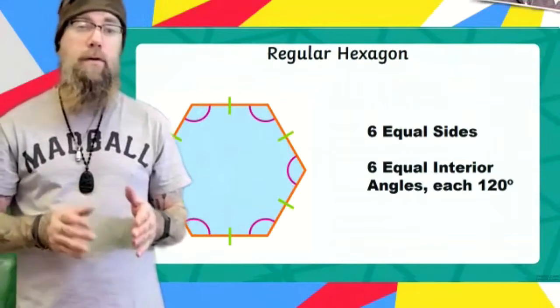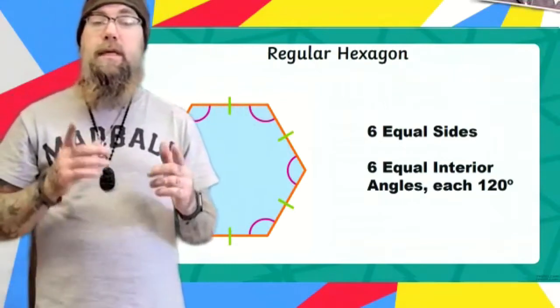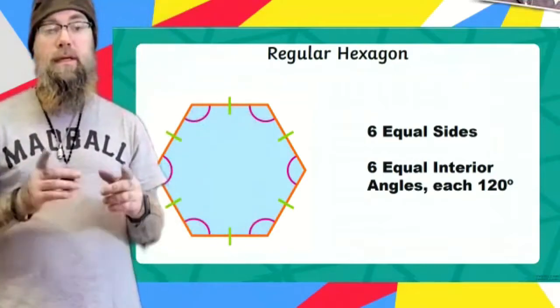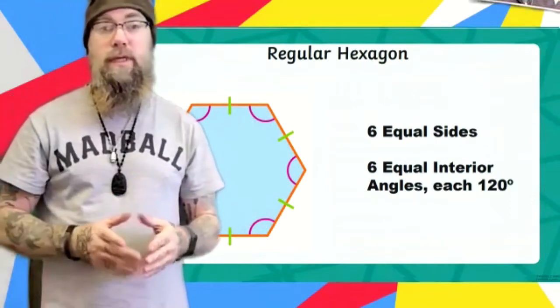And here we have a regular or equilateral hexagon. A hexagon has 6 sides, and if it's an equilateral or regular hexagon, all of those sides are equal. Additionally, the interior angles are all equal, and they measure 120 degrees each.